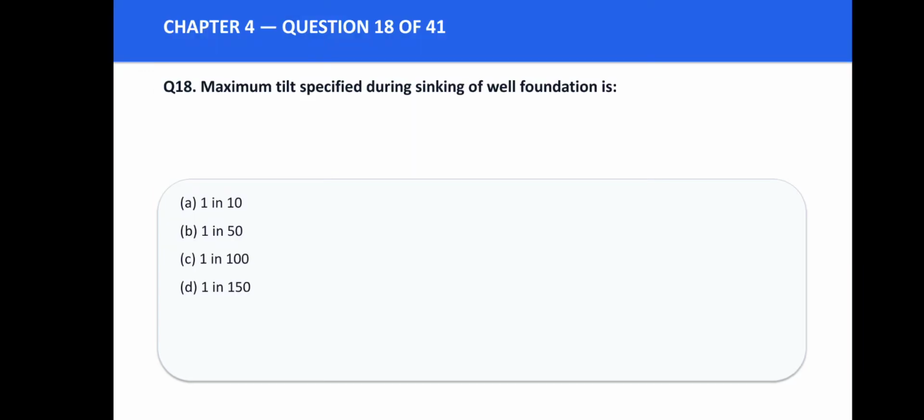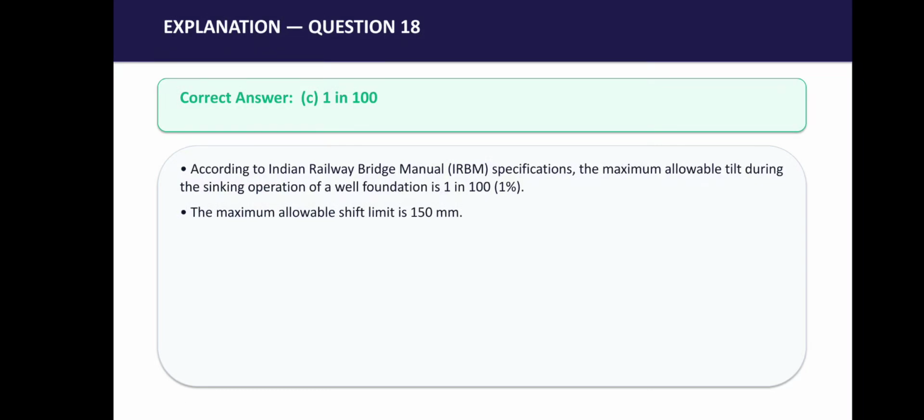Question 18. Maximum tilt specified during sinking of well foundation is what value? Option A. 1 in 10. Option B. 1 in 50. Option C. 1 in 100. Option D. 1 in 150. The correct answer is option C. 1 in 100. Explanation. According to Indian Railway Bridge Manual specifications, the maximum allowable tilt during the sinking operation of a well foundation is 1 in 100 or 1%, with a maximum shift limit of 150 mm.